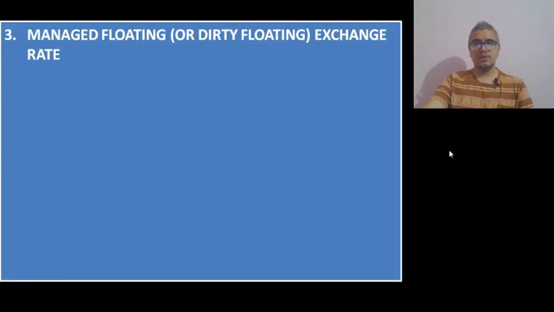Okay. Now, what do we mean by managed floating or dirty floating exchange rate? You can see that two terms are linked here: managed, floating. Floating means flexible. Flexibility is there, but that flexibility will be managed by the government.